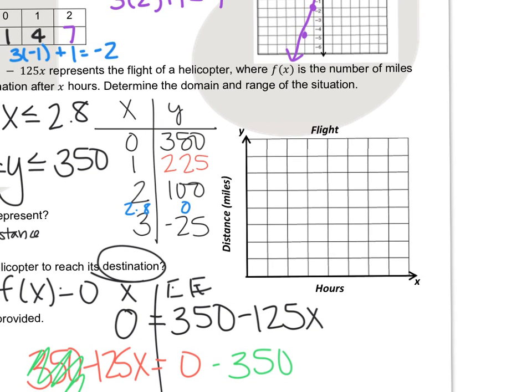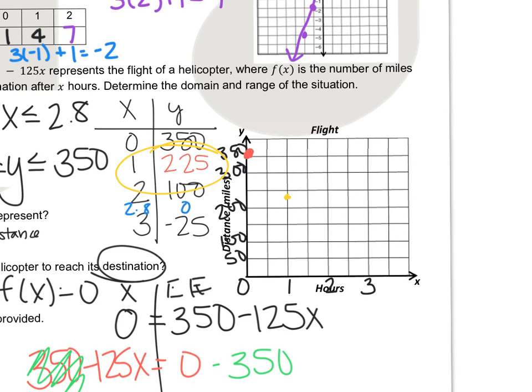If I label my time, let's start that over. Let's do 0, we're going to skip a space, 1, 2, and 3 hours. My distance, let's go by 50, so 50, 100, 150, 200, 250, and 300, and this would be 350 up here. So if I plot my points, my first point is 0 and 350. That was our starting point, so that's going to be here. My next point was 1 and 225. That's this point right here, 1 and 225.